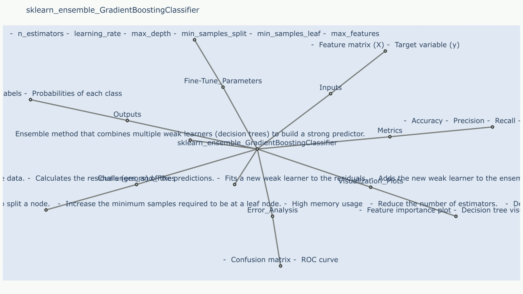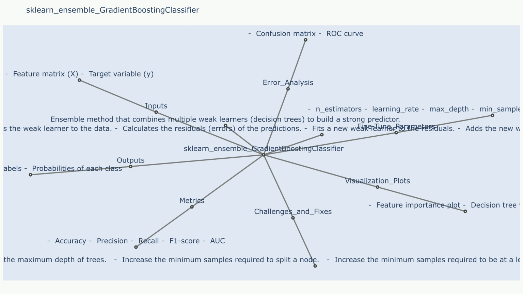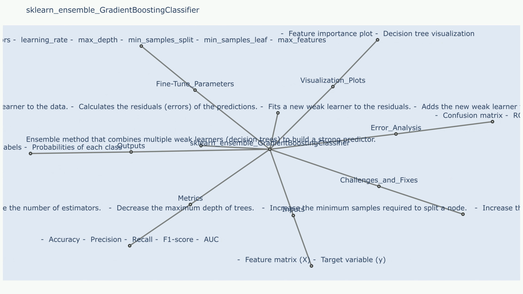Inputs: X, feature matrix containing the independent variables. Each row represents a sample, and each column represents a feature. Y, target vector containing the dependent variable. This vector should be of the same length as the number of rows in the feature matrix. Outputs: model, a trained gradient boosting classifier object. This object can be used to predict class labels for new data. Predictions: the predicted class labels for the input data.